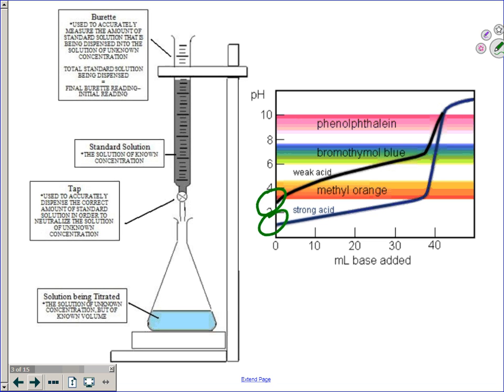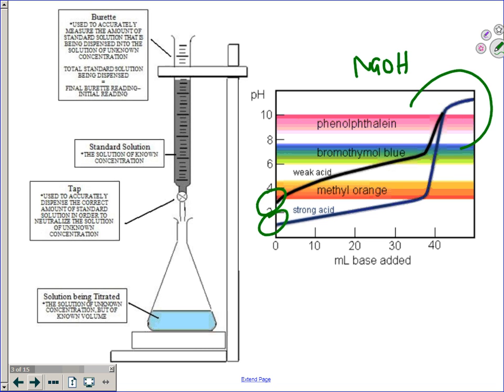But since I'm adding strong base, they both increase. They have a different progression of how the pH increases, which is called a buffer, but they both end at the same place. Why do they both end at the same place? What am I adding to this? Okay, I'm assuming it's a strong base, so I'm just going to put sodium hydroxide as my example.